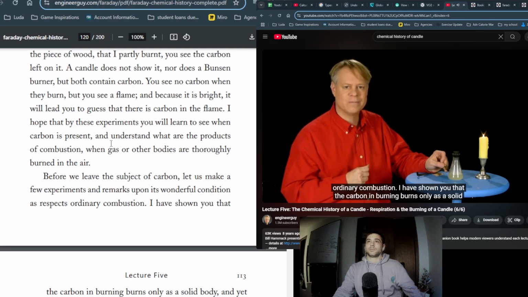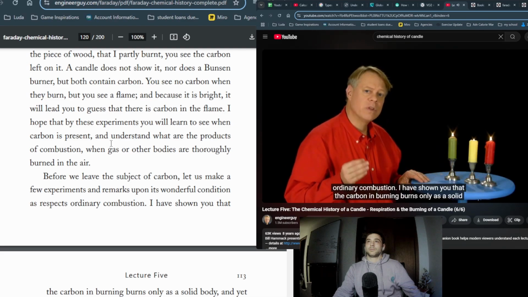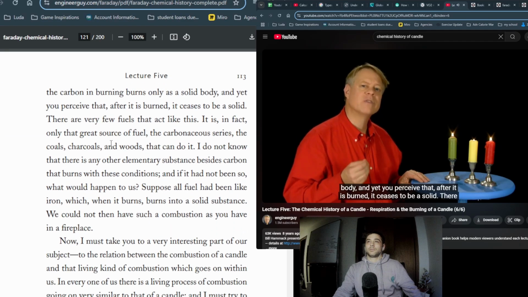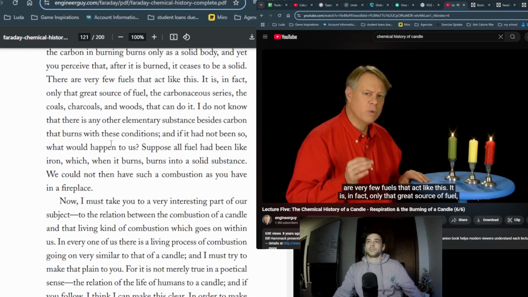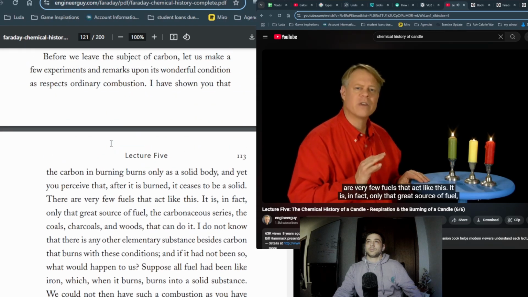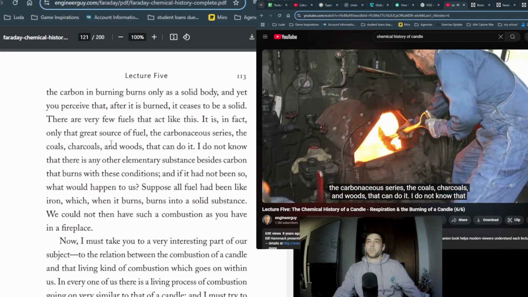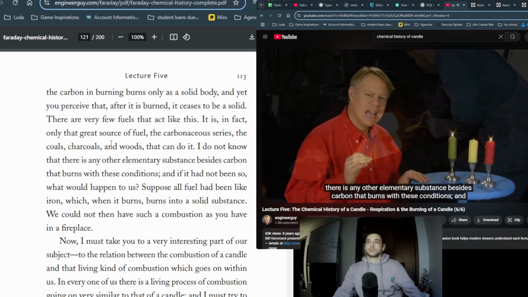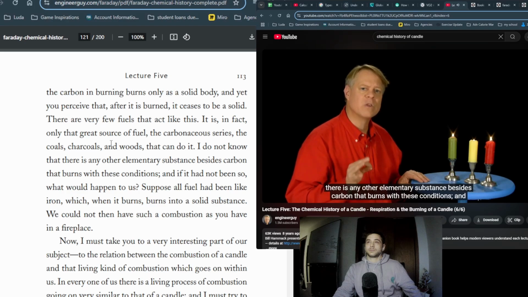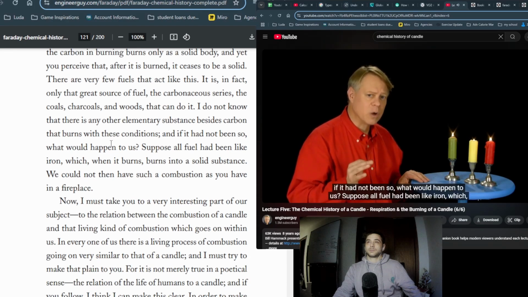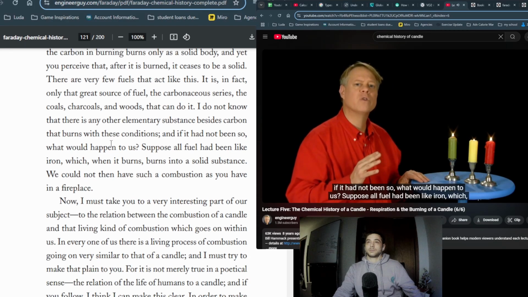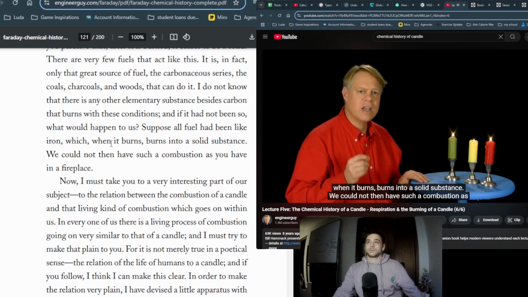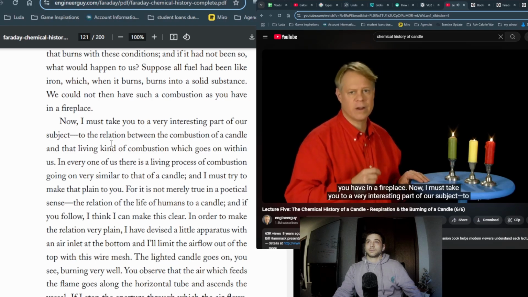Respects ordinary combustion. I have shown you that the carbon in burning burns only as a solid body, and yet you'll perceive that after it is burned, it ceases to be a solid. There are very few fuels that act like this. It is in fact only that great source of fuel, the carbonaceous series, the coals, charcoals, and woods that can do it. I do not know that there is any other elementary substance besides carbon that burns with these conditions. And if it had been so, what would happen to us? Suppose all fuel had been like iron, which, when it burns, burns into a solid substance. We could not then have such a combustion as you have in a fireplace.